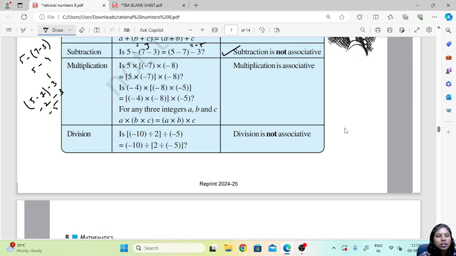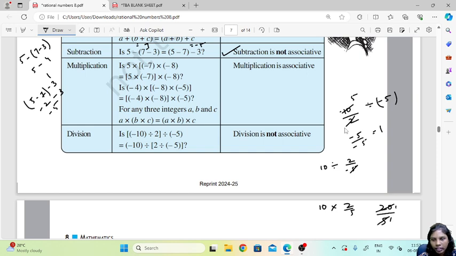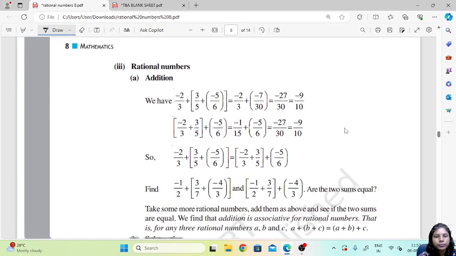Division, so say minus 10 upon 2 is there and then we have divided by minus 5. So this will be 5 and this will be minus 5. Divided by minus 5 will be 1. Other way round, 2 if you divide by minus 5 and divide by 10. So this if I take, okay, this I will take reciprocal 10 into 2 upon 5. So 20 upon 5. 5 4s are 20, the answer is 4 over here. And the answer is 1 over here. So therefore it is not associative.